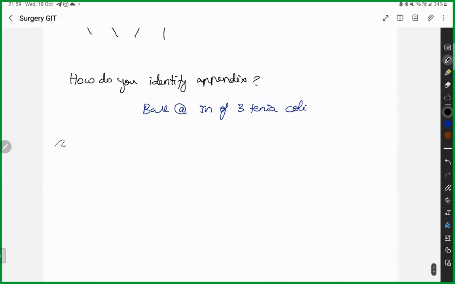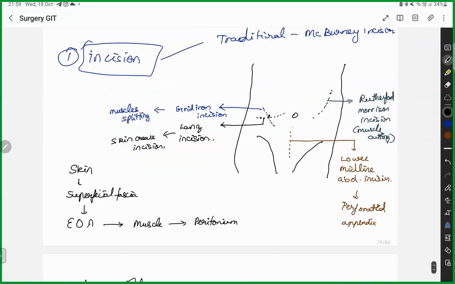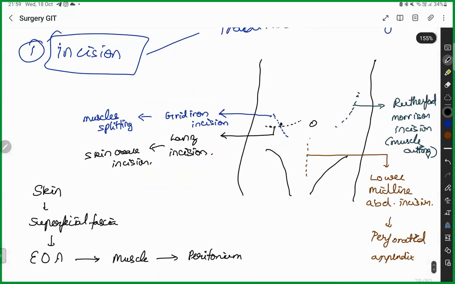Now we talk about the management. What we have been discussing till now is your management. You put a McBurney's incision, Lanz incision, or lower midline incision. In McBurney's incision you have 2 types: gridiron incision and Rutherford-Morrison incision. Both are muscle splitting. Then you have the Lanz incision, skin crease or bikini incision, which is cosmetically better. And the lower midline incision is what you do in the perforated appendix.